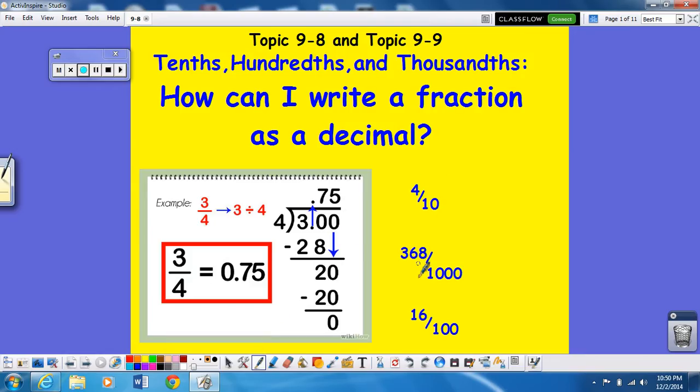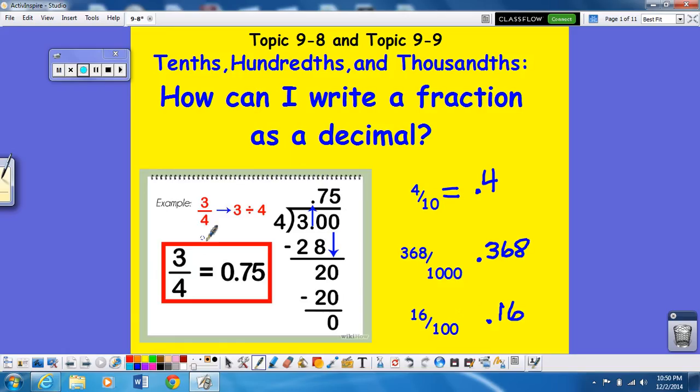For now, look over here at the side where I have all my denominators or powers of 10. Obviously, if I have denominators that are powers of 10, I can read the fraction 4/10, and I can know that this is 4/10 in decimal form. 368 thousandths, this would be 368 thousandths in decimal form. 16 hundredths, this would be 16 hundredths in decimal form. So as long as the denominators are powers of 10, it's very simple to change a fraction into a decimal.